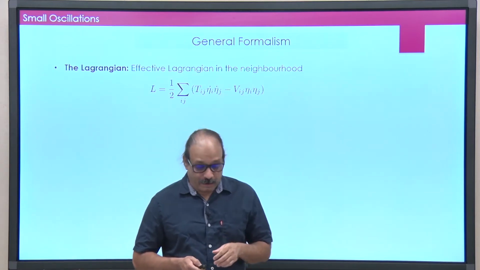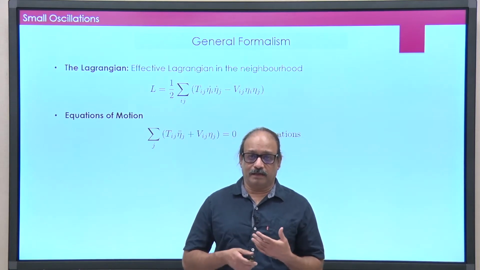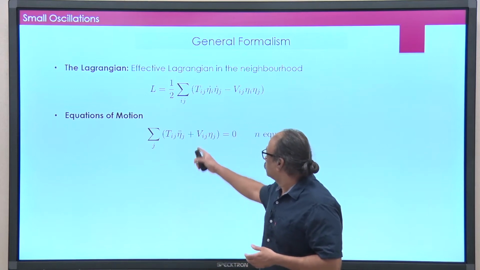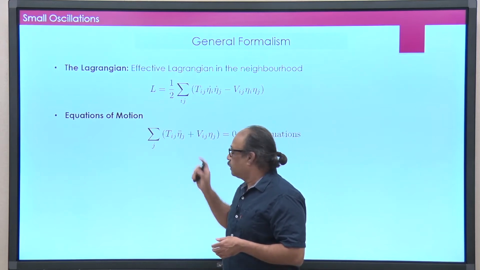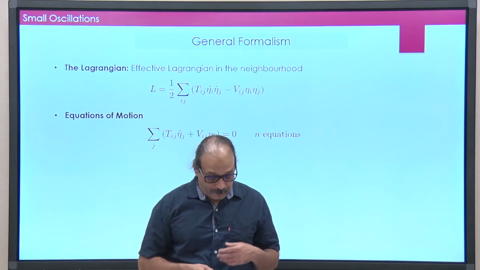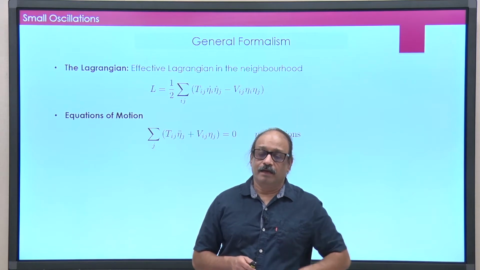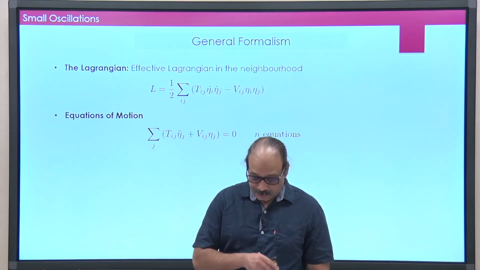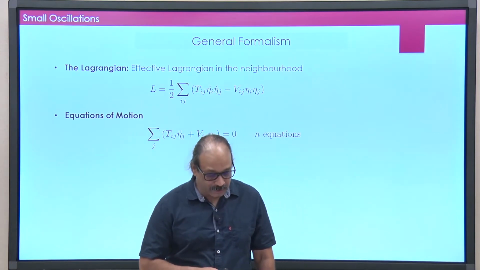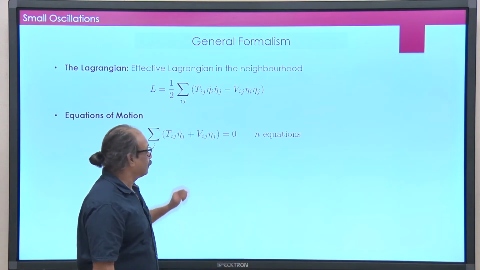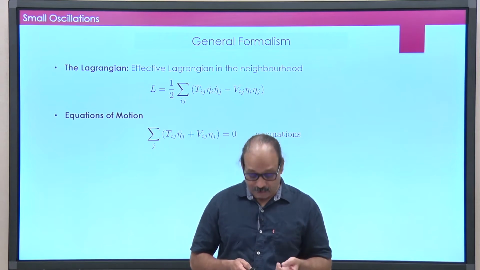Okay. Fine. Now, the equation of motion, we know how to do this. You take Lagrange's equation and use this Lagrangian, you get the equation of motion, which is T_ij eta_j double dot plus V_ij eta_j is equal to 0. Okay. And remember, there are n equations in this. These are linear differential equations of second order, but there are n of those because there is a free index i there. For each i, there is one equation. Okay. Now, how do we solve this?